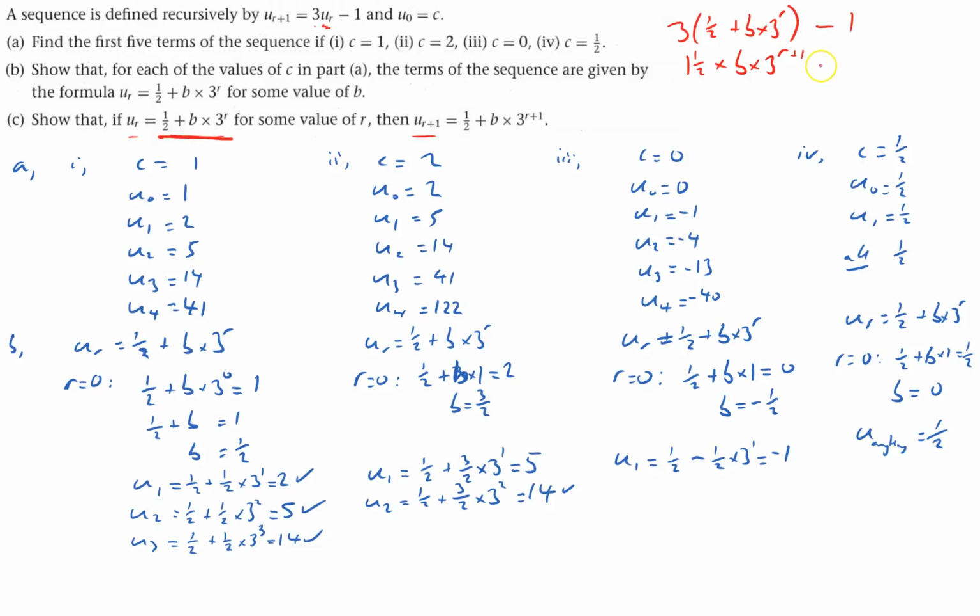And then the minus 1 at the end. 1.5 minus 1 is a half, plus b times 3 to the r plus 1. And that's got rid of that, and that is what they wanted it to be, or to show. And it all comes down to 3 times this bit is b times 3 to the r plus 1, because there's r plus 1 lots of 3 all times together. And that's done.